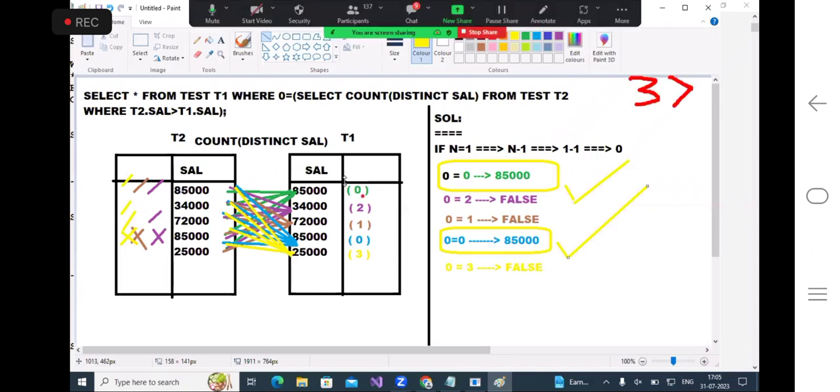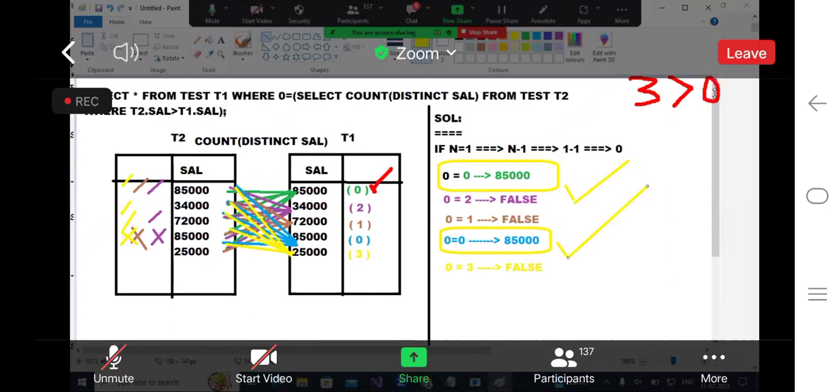Then 3 greater than first value how much here? What is this first one? 0. 0 compare here. 3 is greater than 0. Condition true or false? Condition true. Condition true means which value will come? 85. So first highest will come 85. Understand? 85,000. Next compare here. 3 greater than 2. It is also true. Which value will come? 34,000.